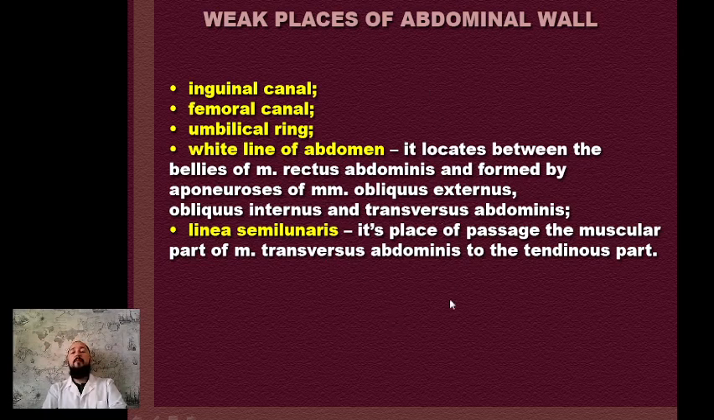White line of abdomen, just the midline of abdomen, locates between the bellies of musculus rectus abdominis and is formed by aponeurosis of musculus obliquus externus, internus, and transversus abdominis. Only aponeurosis, there are no muscles here. And linea semilunaris, it is the place of passage of the muscular part of transversus abdominis to the tendinous part.